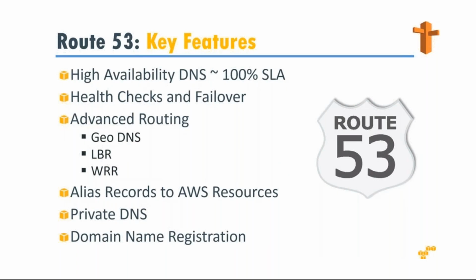So highly available DNS, 100% availability is provided. Health checks and failovers, advanced routing, GeoDNS, load balancing, and weighted round robin, WRR. Next, alias records to AWS resources. Private DNS you can also manage, and domain name registration also. For example, whenever you want to buy a domain, we go to godaddy.com, and there are other domain providers where you buy domain names. AWS also provides domain name registration. For that, we have to pay some amount.